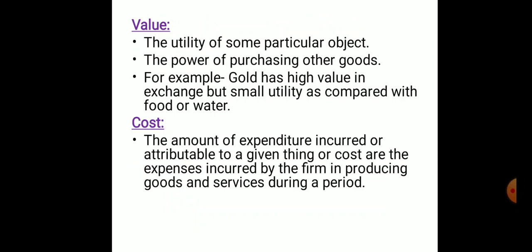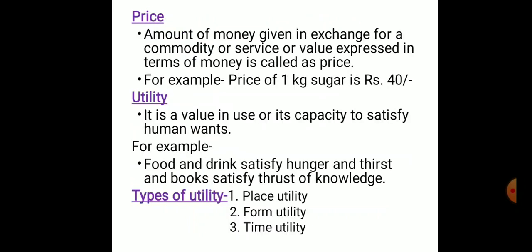The next definition is cost. Cost is the amount of expenditure incurred or attributable to a given thing, or the expenses incurred by the firm in producing goods and services during a period. The next definition is price. Price is nothing but the amount of money given in exchange for a commodity or service, or value expressed in terms of money is called price. An example may be that the price of 1 kg sugar is rupees 40.